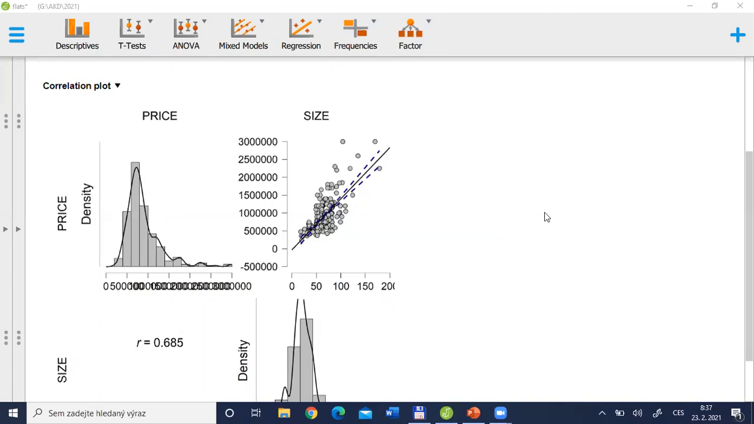No. The interpretation would be, what would be the price of the flat if the size of the flat would be 0 square meters? So it means there would be no flat in reality. What would be the price of such a flat? I guess you can understand that this interpretation is quite artificial. There are no flats that are 0 square meters, at least they are not on sale.